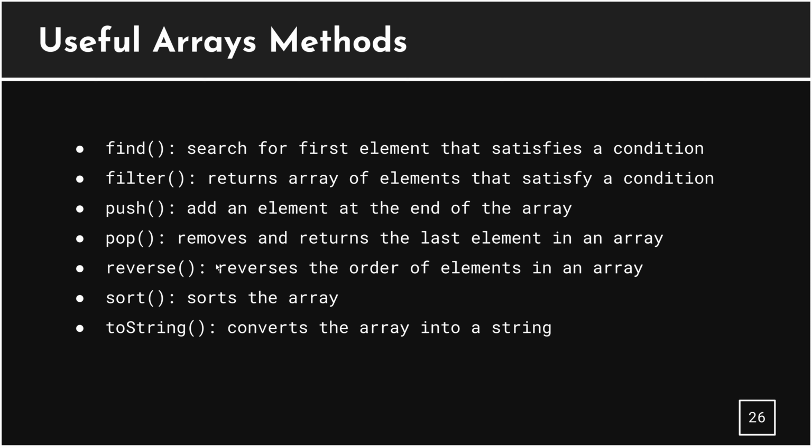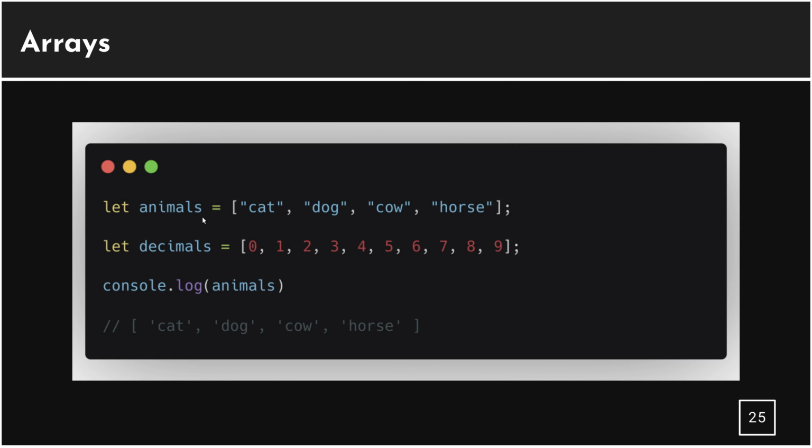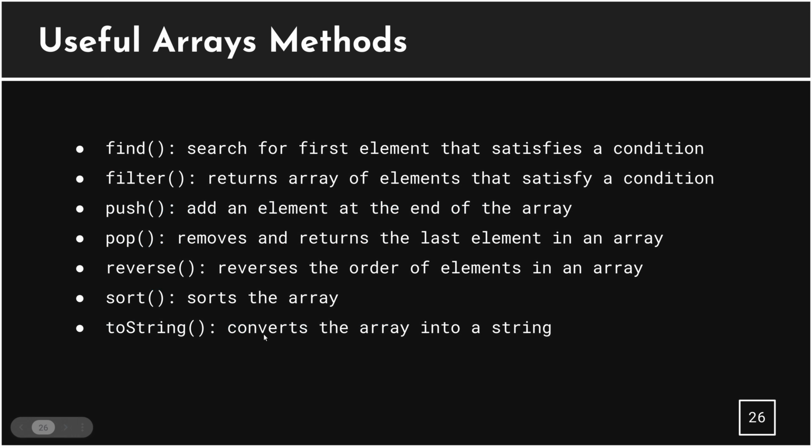We have reverse, so it's concerned with the order of elements. We effectively reverse the elements in the array, meaning that the first element will be the last, and the same thing goes for the elements in the middle. We also have sort. Sorting an array depends on the values inside the array. For example, in the array of animals, it will be sorted in alphabetical order. For this one, it will be sorted in the standard arithmetic order. Finally, we have toString. It just converts the array into a string representation.